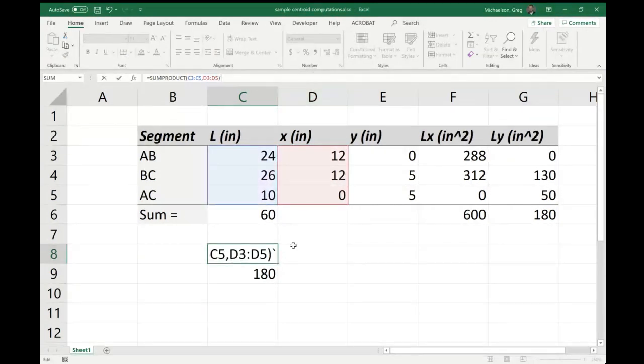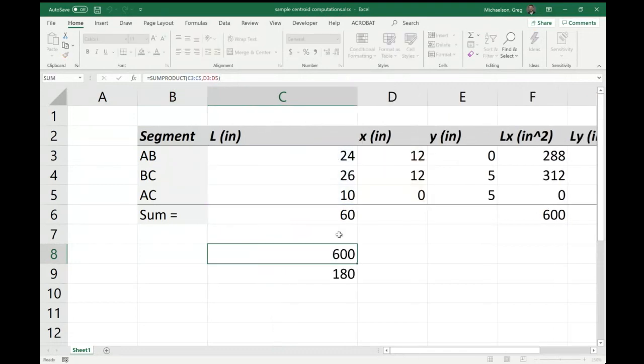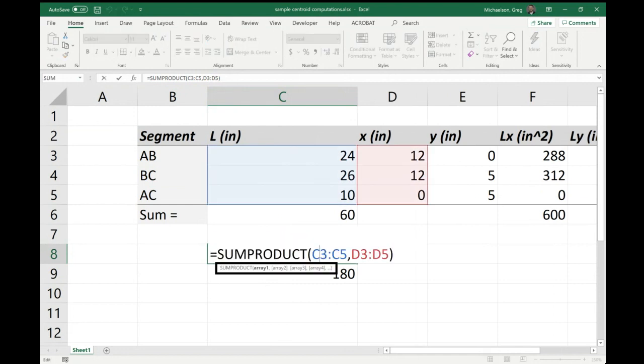I'll highlight the SUMPRODUCT term here, in case anybody wants to write it down. Let me make it bigger. There we go. That's a really useful formula in Excel that you might not have used before. Any questions? Let me know. Am I good to go ahead and stop the share and go back to the notes? Okay, all right, let me stop this.